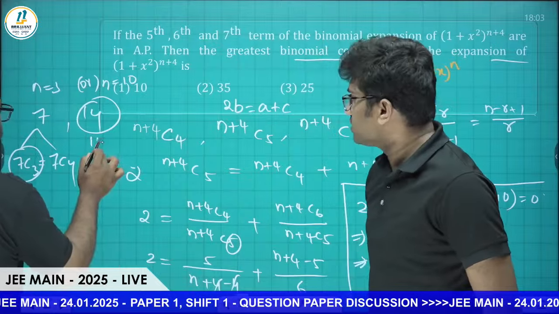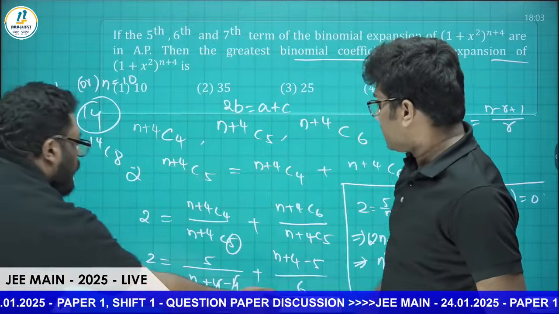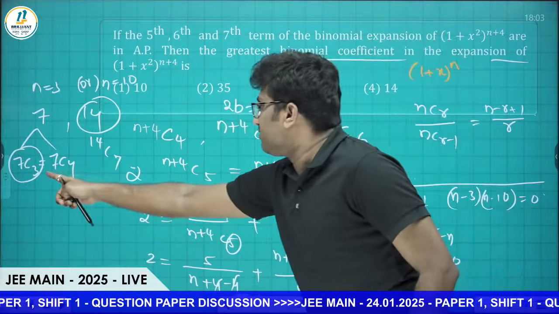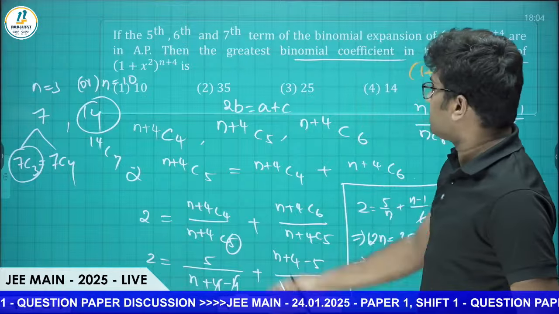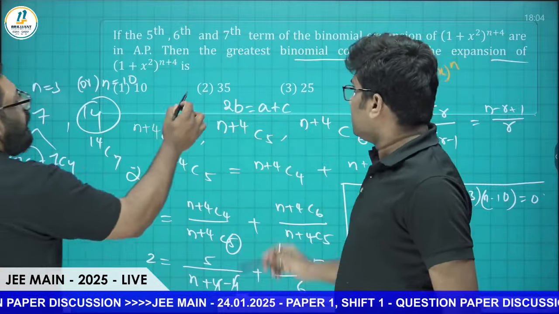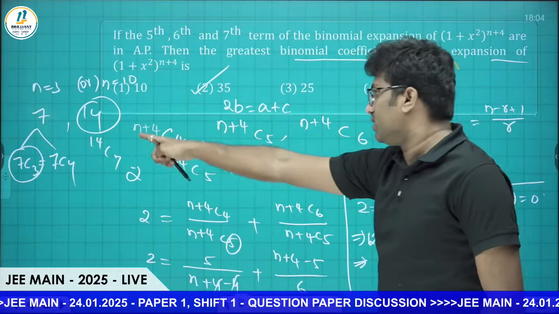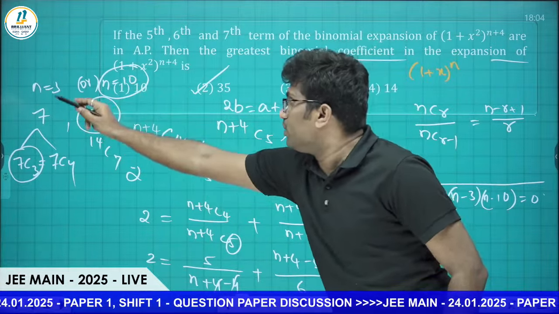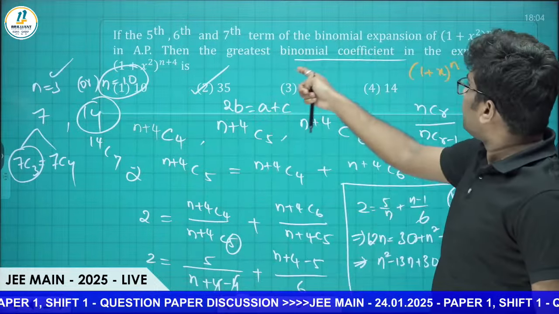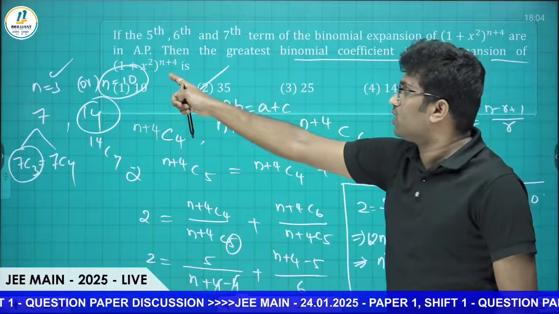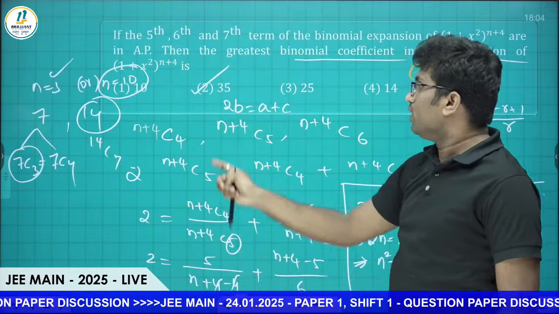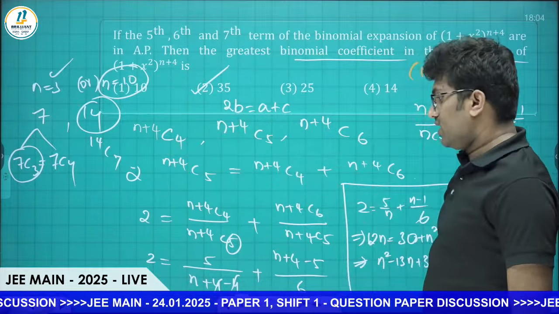As per the options, 7C3 is equal to 7C4, and the value of 7C3 is 35. And 14C7 we are not having in the options, so we reject n equal to 10. So n will be only 3. That means the greatest binomial coefficient in the expansion of (1 + x) to the power n plus 4 will be 35. Next question.